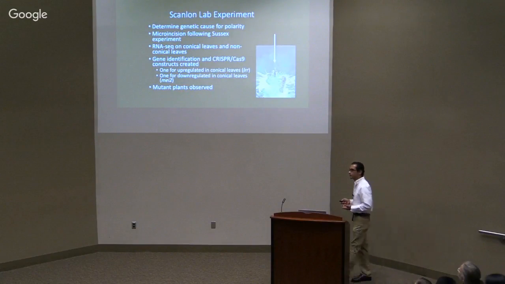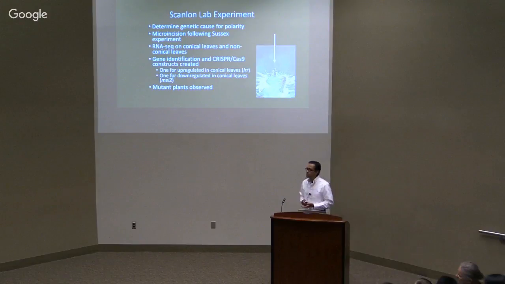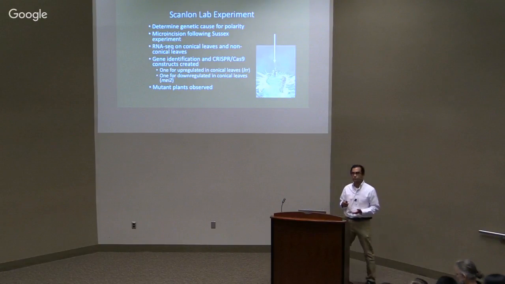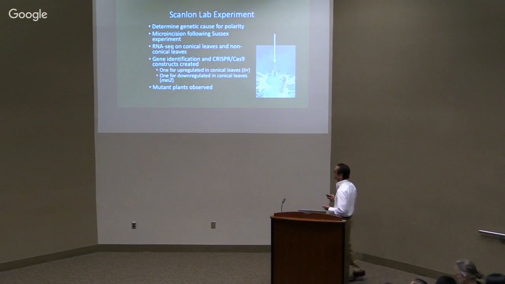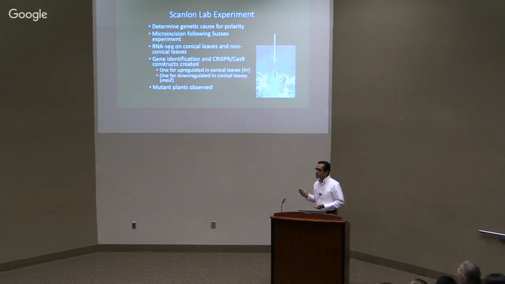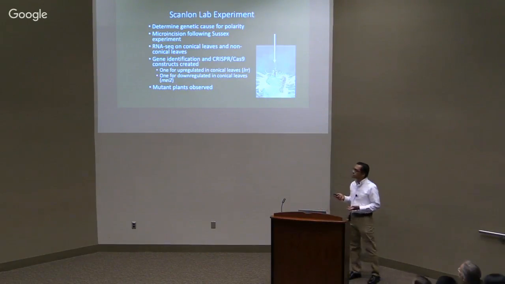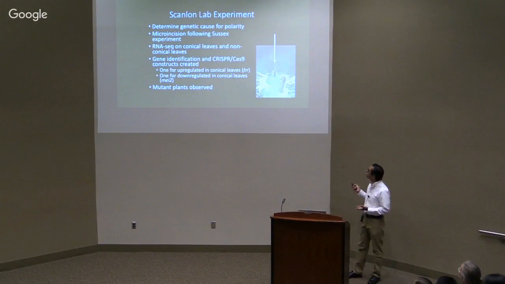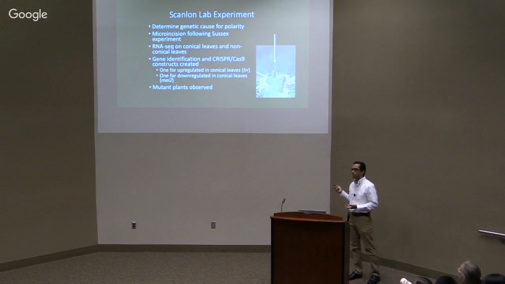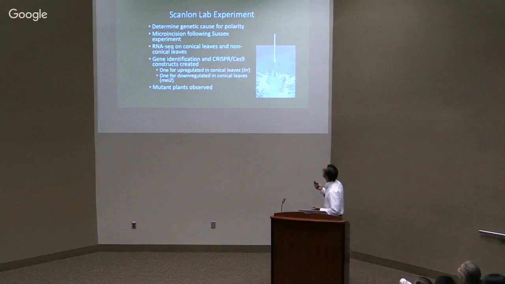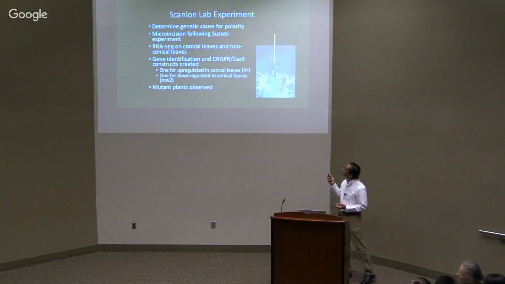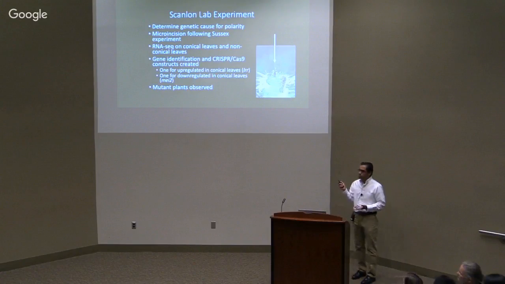So there was a mix of conical and non-conical leaves developed. So how did the Scanlon lab continue these experiments as far as leaf polarity? Well, the idea was to find the genetic underpinnings that drove leaf polarity. And as a starting point, the Sussex experiments were used to develop these radialized or completely abaxialized leaves. And you can see that with the arrow that's pointing down at one right there.